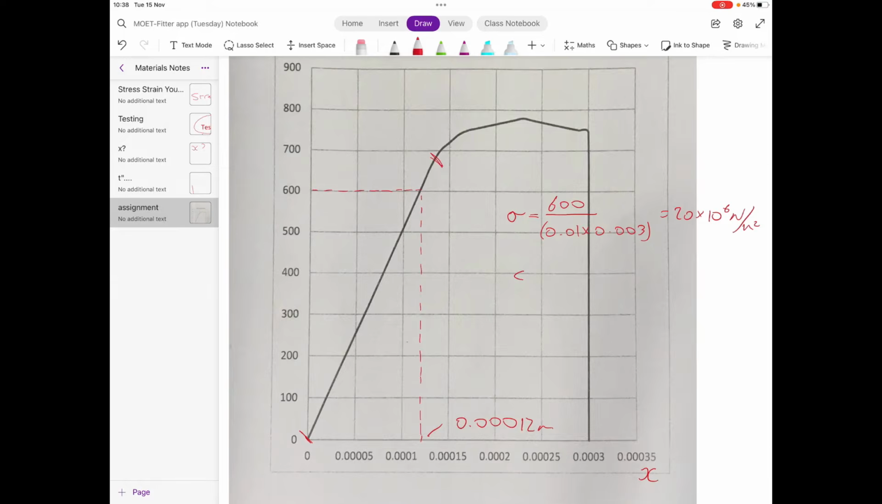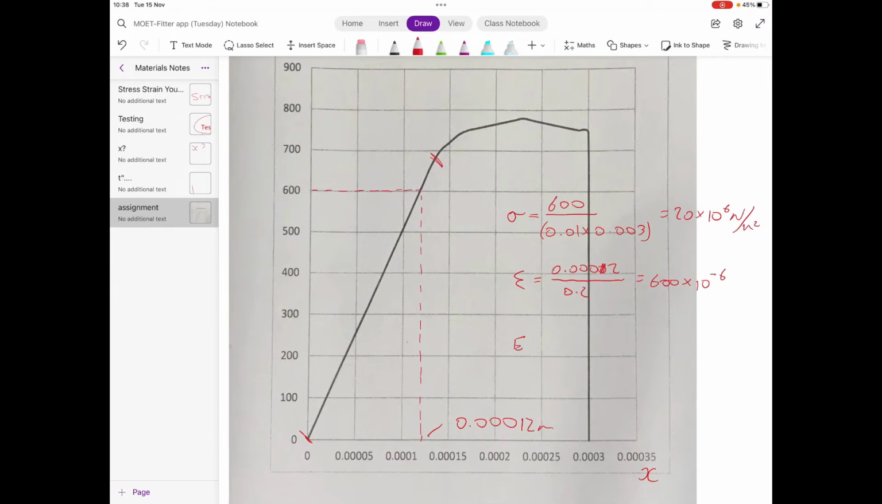Strain is going to be equal to the extension. In this case that's right off the graph, so 0.000 3 zeros 1 2 roughly, divided by 0.2. This should be a very small number. 600 times 10 to the minus 6. No units because it's strain, so it's a small number.